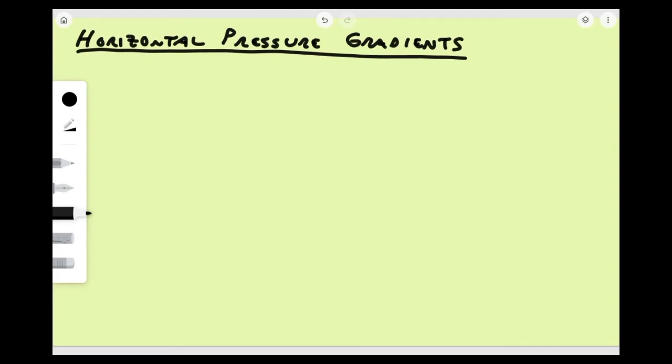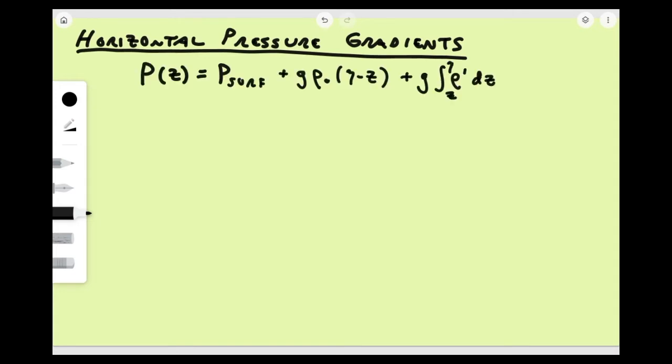In this video, I'll discuss horizontal pressure gradients. And our starting point is the pressure that we derive from the hydrostatic balance. Here, pressure at some level z equals the pressure at the surface, that's atmospheric pressure, plus g, which is gravitational acceleration, times rho naught, our reference density, times the quantity eta minus z.